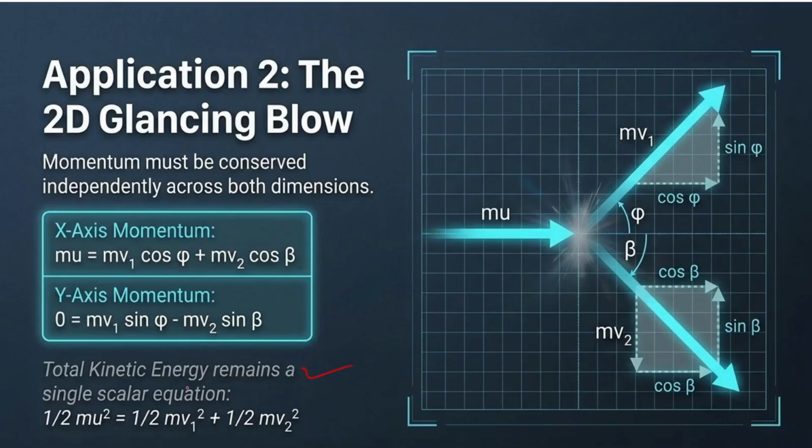And the kinetic energy is very simple because this particle has zero velocity, meaning zero kinetic energy. And this one has velocity u, associated with the kinetic energy one half mu squared. This is very simple.